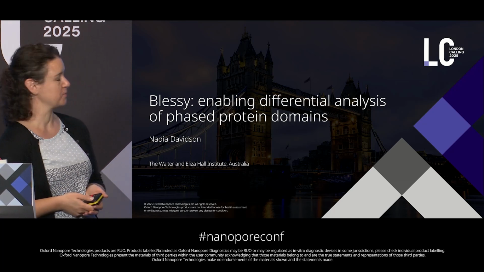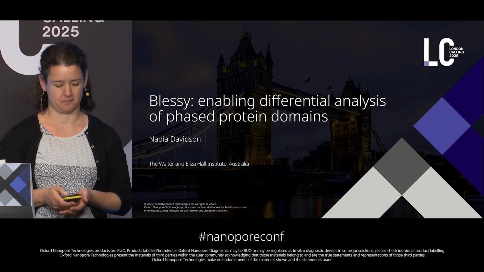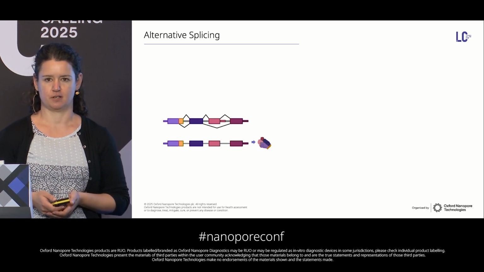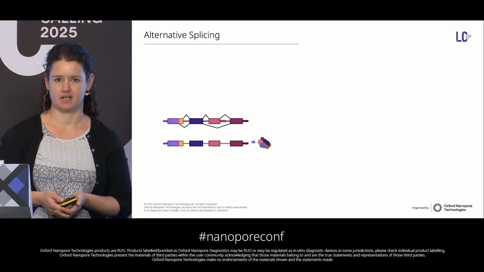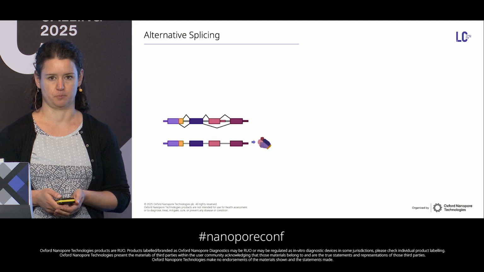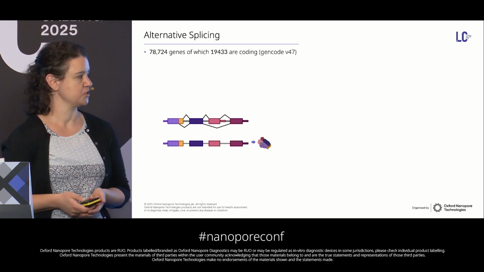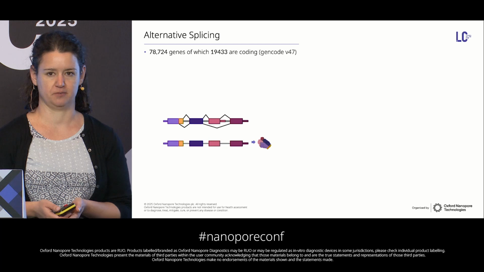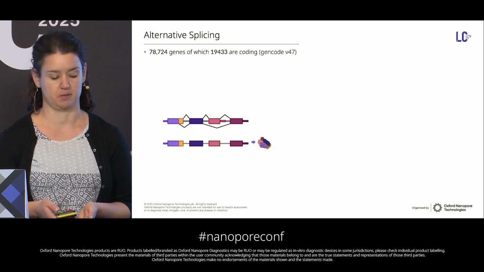So today I'm going to tell you about Blessy, which is a new tool from my research group. Of course, genes in the genome are transcribed into RNA, which can then be translated into proteins. And we know that in the human genome, there's roughly 20,000 genes that can code for proteins, but in fact, there's many more proteins that can actually be produced.